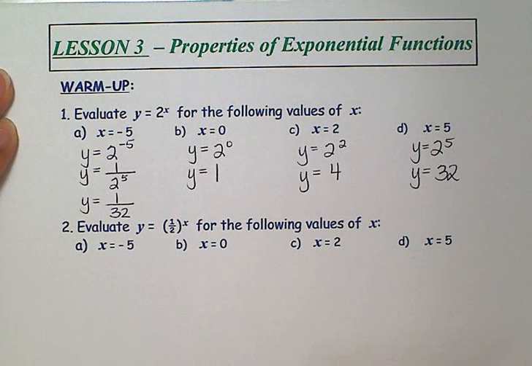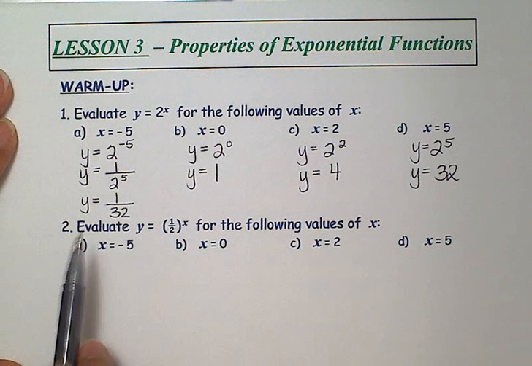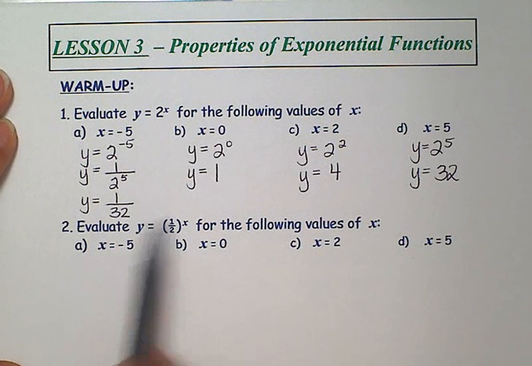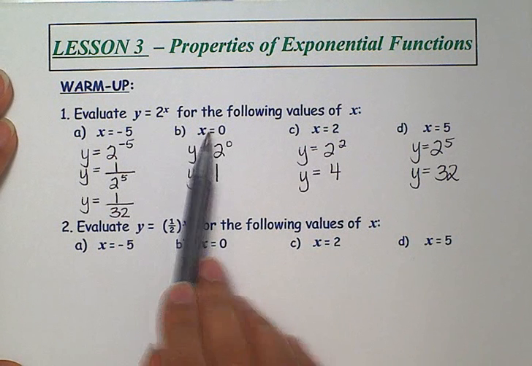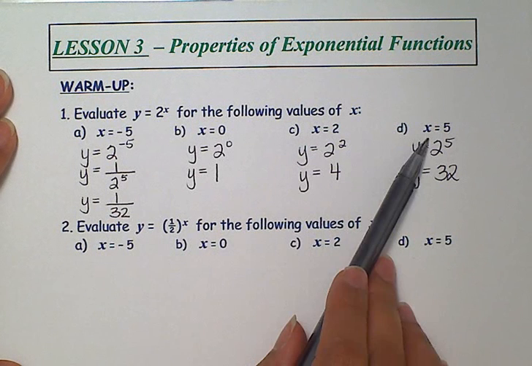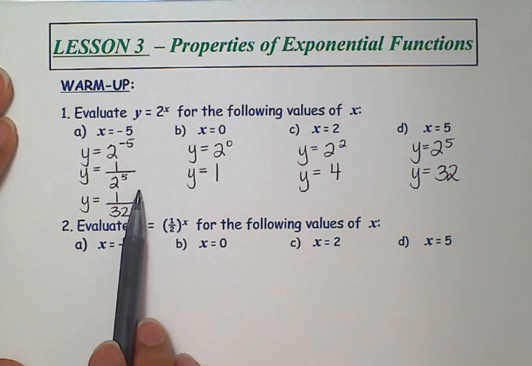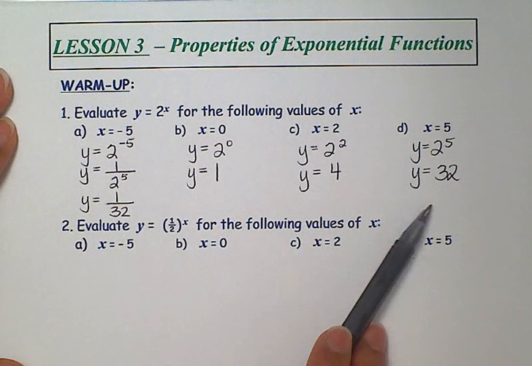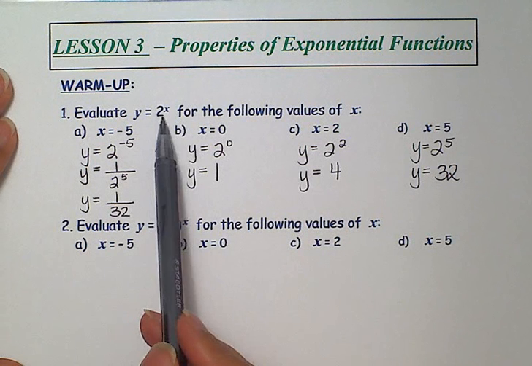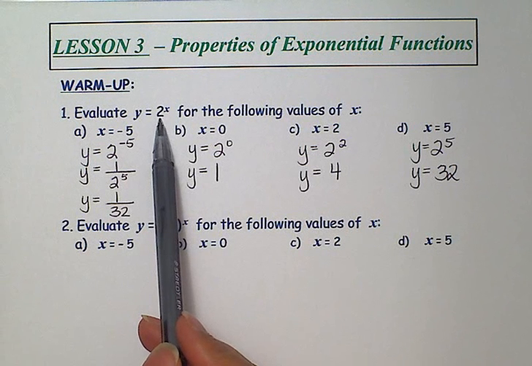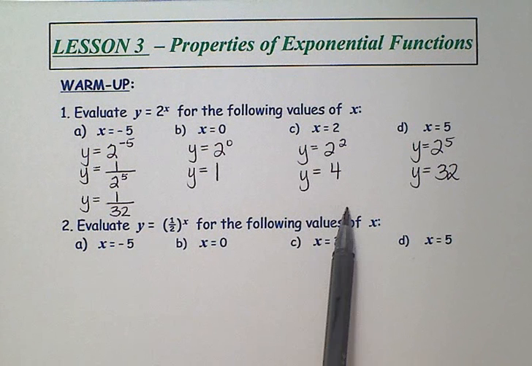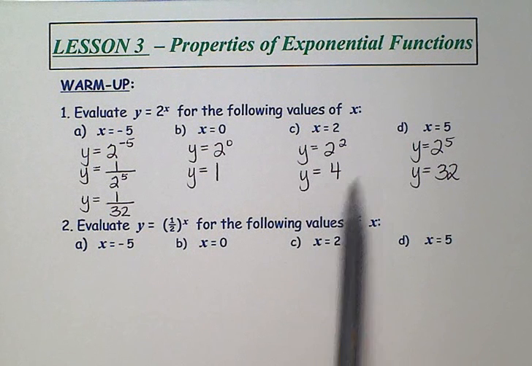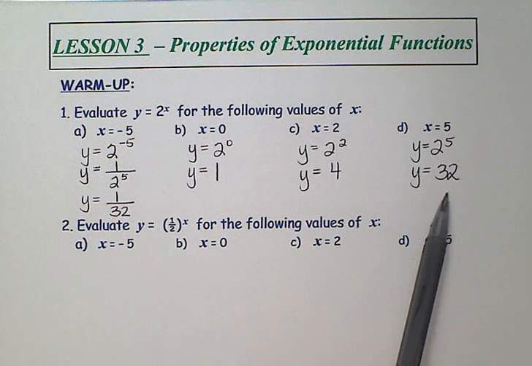So the pattern that I'm noticing here is that as I increase the value of x, as I go across, the actual value of y is also increasing. And that's because I'm taking the base and I'm multiplying it by itself more times. So if I multiply 2 by itself twice, I only get 4. But if I multiply 2 by itself 5 times, I get a larger value, which is 32.